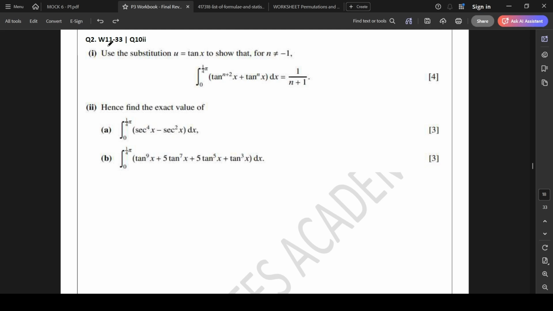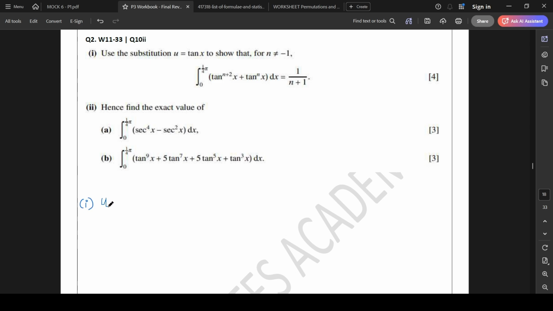So let me show you another unusual question for the P3 integration that came during October November paper 3 variant 3, and the entire question usually is a part of a doubt for the students, specifically the second part. So the first question is with respect to integration using substitution, and we have to prove that this integration is equal to that. Now a lot of students are able to do it comfortably, but still I have seen some of the students struggling a bit over here. So I'll do the first part as well and then move on to the second part.